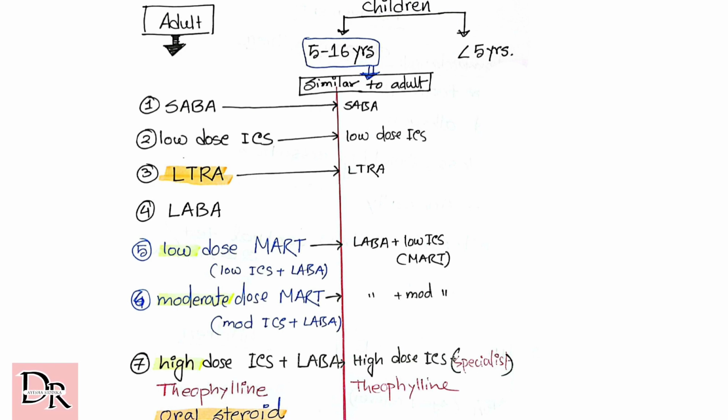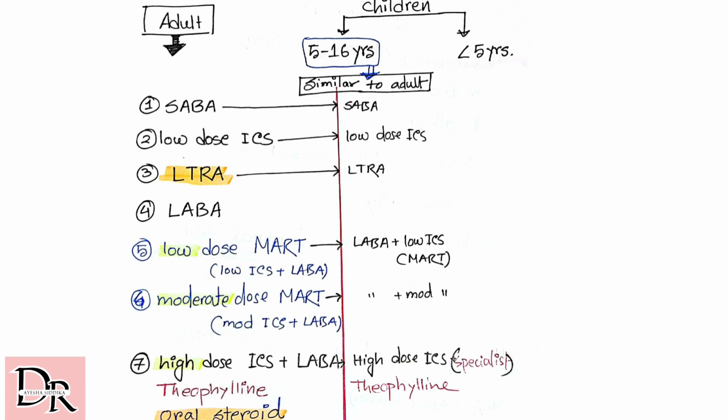In the sixth step, we'll add moderate dose MART, that is moderate dose ICS plus LABA. And at the 7th stage, there is no MART with high dose ICS, so we'll give them separately, like high dose ICS plus LABA. We can add theophylline and oral steroid at this step. And if we can't control it at this step, we may need to refer the patient to a specialist.